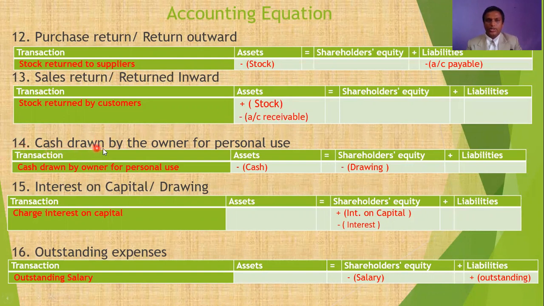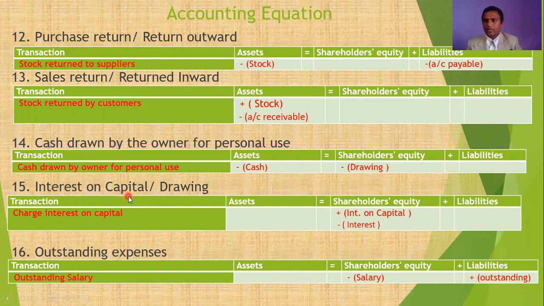Number 14, cash drawn by the owner for personal use. Any personal use, such as cash withdrawn from the bank for personal use or tax paid for the owner, is an expense. For all expenses, what goes out? Cash goes out. So decrease of assets and correspondingly decrease of shareholder equity.